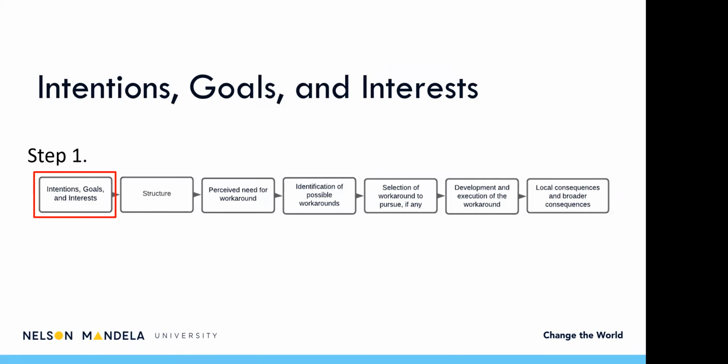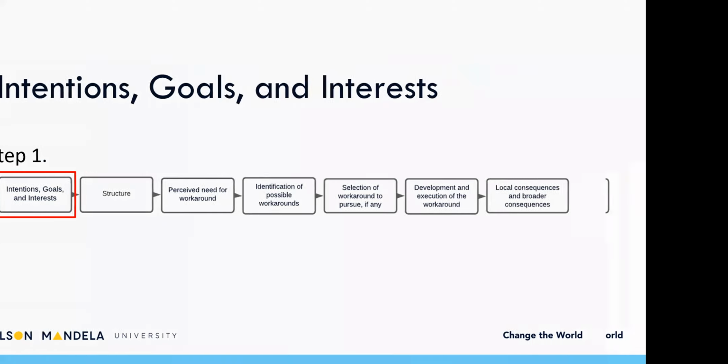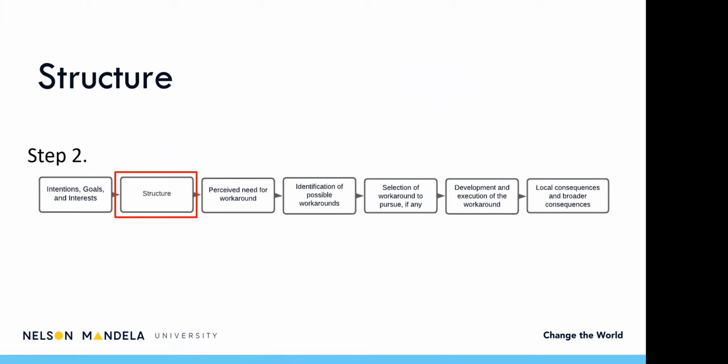Step 1, the intentions, goals, and interest. This step considers the intentions, goals, and interest of management. Understanding the goals of management is important for policy designers to create the policies employees are expected to comply with and the procedures that they need to follow. Step 2, structure. The structure of policies, procedures, and standards, how they are designed, and the performance goals and reward systems used all influence the behavior of those expected to comply with the policies and procedures.